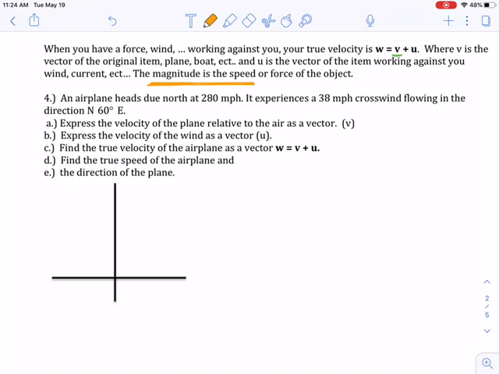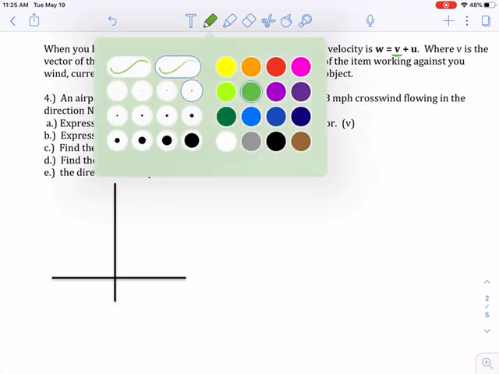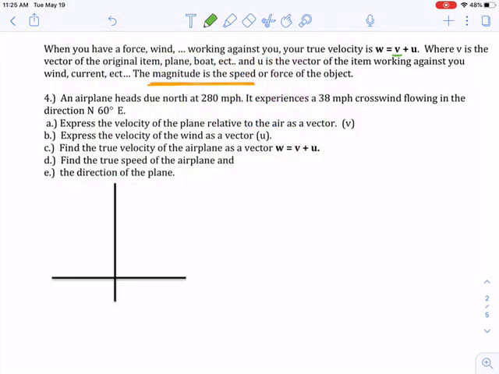All right, so question number 4 says, an airplane heads due north at 280 miles per hour. It's experiencing a 38 mile per hour crosswind flowing in the direction northeast 60 degrees. So what we have to do is come up with a vector for our airplane and a vector for our wind and add those two together. Let's start off with our vector for our airplane. Our airplane is going north at a speed of 280 miles per hour. If I'm traveling north, that means I'm making a 90-degree angle with the x-axis.